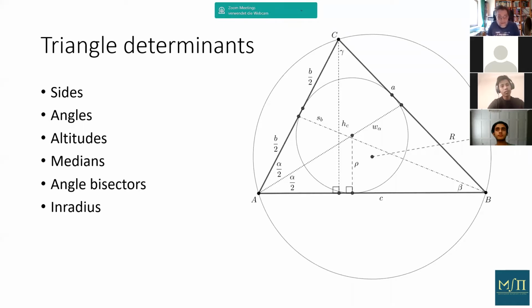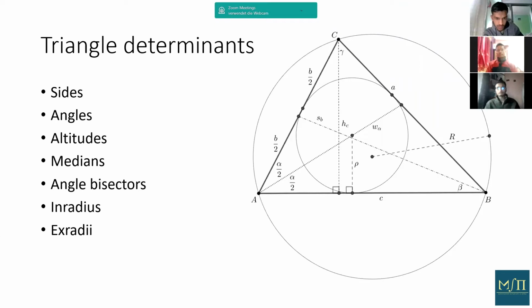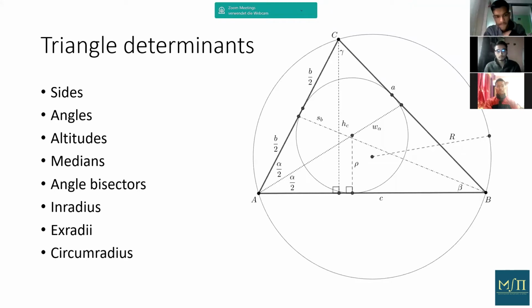Again, this is something that's not always the same, but I've tried to stick to rho here for the inradius. Then there's also the concept of the exradii. I haven't included that here in this drawing because it would be slightly bigger, but I'll have a picture of the exradii in a second. Those are, of course, also the radii of the circles that are tangent to all three sides of the triangle, but externally tangent to one of the sides and internally tangent to the extensions of the other two sides beyond the vertices. And then there's also the circumradius, so the radius of the circumcircle.